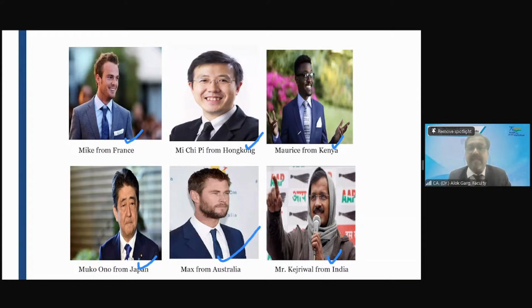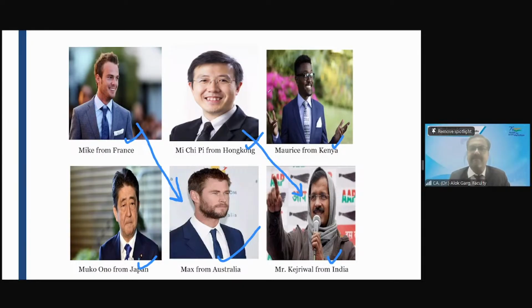Now, Mike from France has to invest in the company of Mr. Max, who is in Australia. Chi P has to invest in the company of Mr. Kejriwal, who is in India. So friends, for investing in any company, what is the first document which you will refer before taking a decision to invest? You are absolutely right, Megha. It is the financial statement. You are absolutely right, Chitra. Ankit, you are absolutely right.